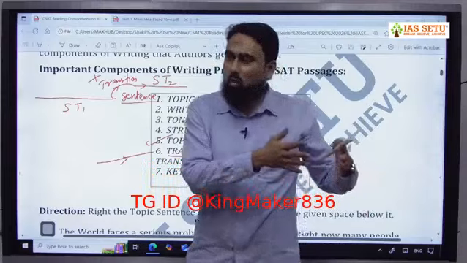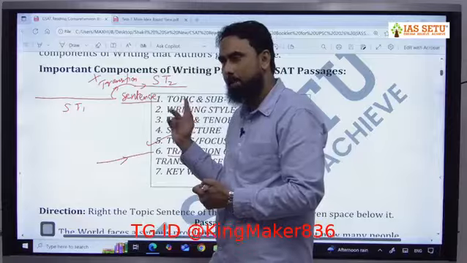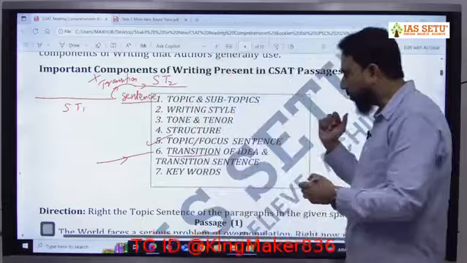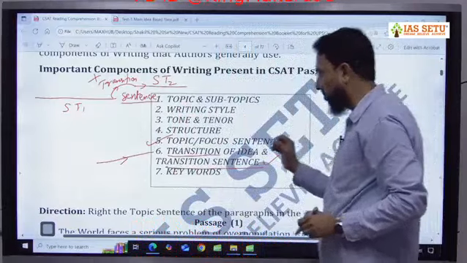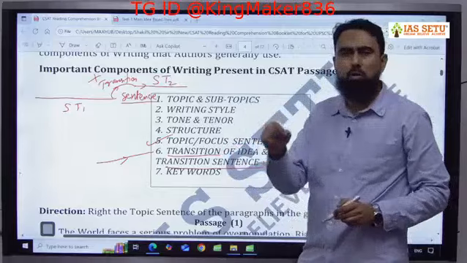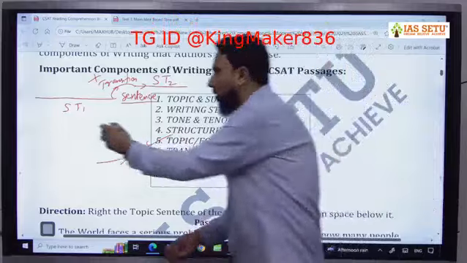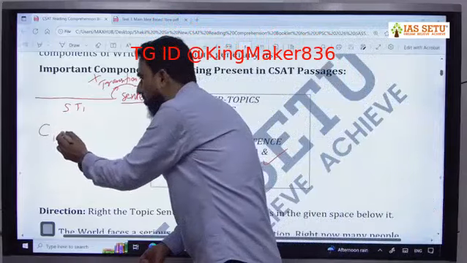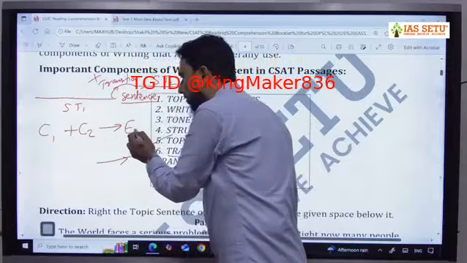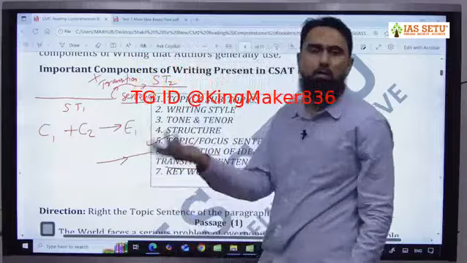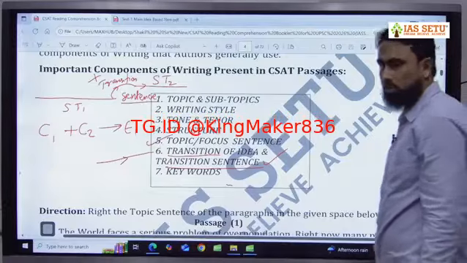If the author continues on the same track, then there is no transition. There is no mathematical rule that an author should always write a transition sentence. Sometimes they write, sometimes they don't. Now an author is telling you causes. Suppose he's discussing cause number 1, cause number 2, and suddenly he goes to effect without writing any transition sentence. So you are supposed to notice that.